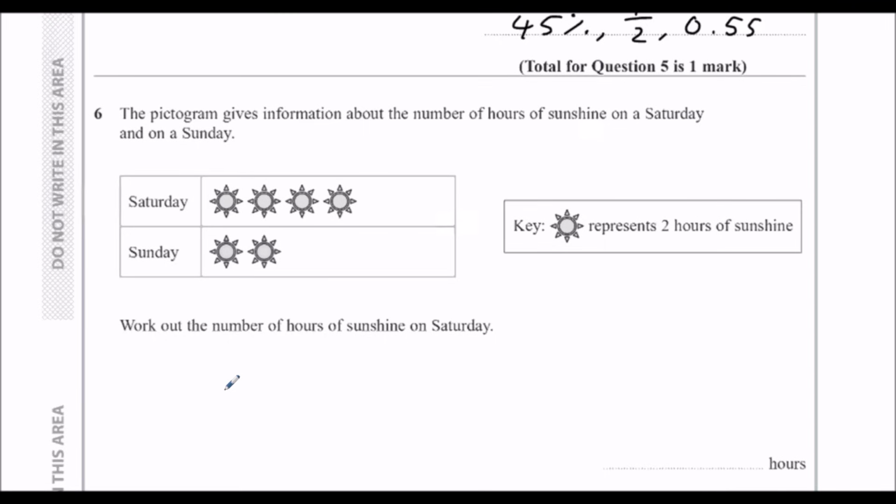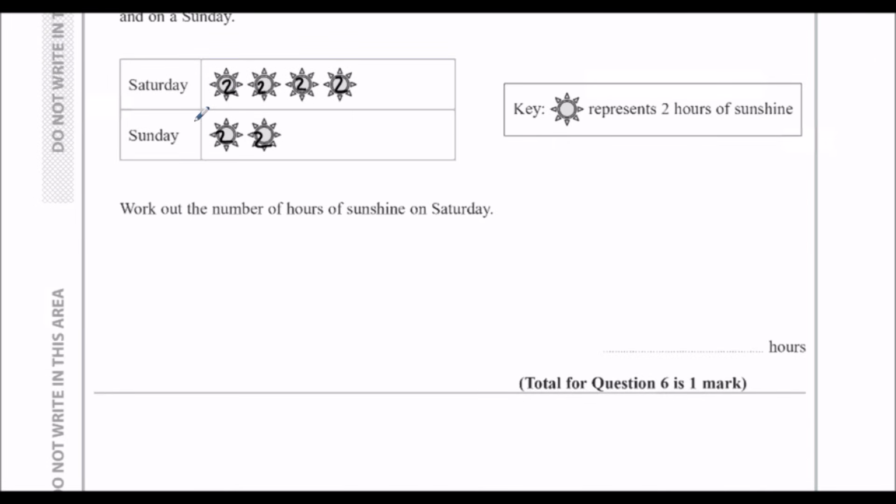Question 6. The pictogram gives information about the number of hours of sunshine on a Saturday and on a Sunday. And the key says each sunshine symbol is 2 hours. So each sunshine is 2 hours. Work out the number of hours of sunshine on Saturday. We've got 4 suns. Each are worth 2 hours. So 4 times 2 is 8 hours.